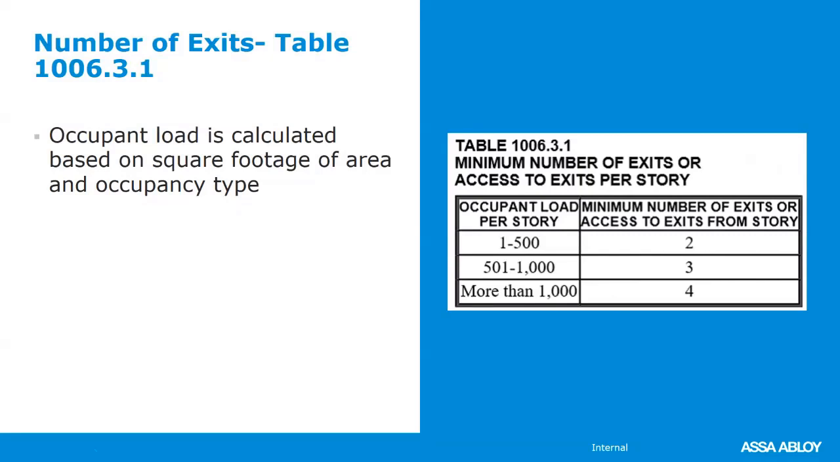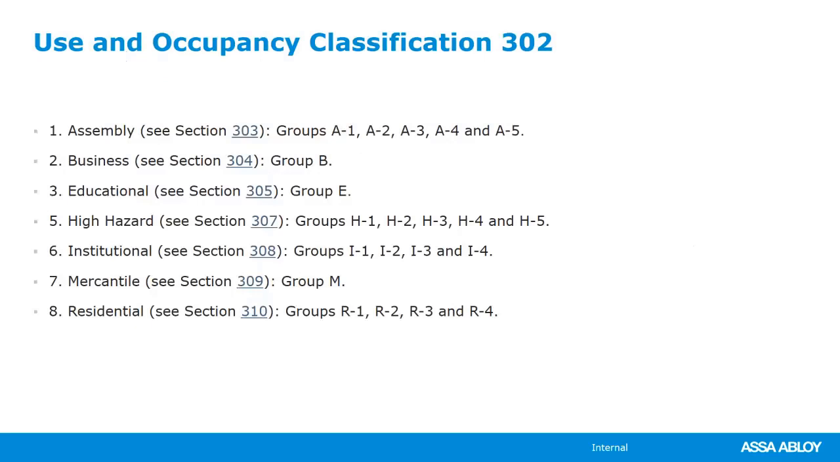And from 1 to 500 people, we need a minimum of 2 exits or exit access from any story or part of the building. From 501 people to 1,000, now we need a minimum of 3 exits, and more than 1,000, we need 4. And again, when we're selecting delayed egress and whether or not it is applicable, you have to look at your entire egress plan and where are your exits and your exit access doors that the delayed egress is from.